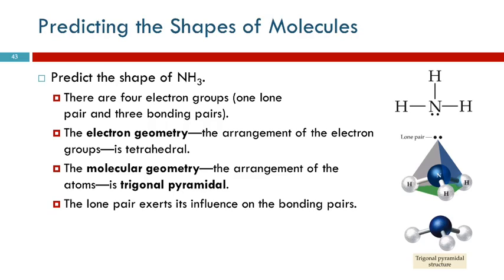Well, this is a triangular shape, but it isn't flat anymore, is it? So instead of trigonal planar, this is a trigonal pyramid. You see how the nitrogen in the middle is sticking up a little bit? It's a very shallow pyramid, but it's a pyramid, a triangular pyramid. So the geometry of the electrons is tetrahedral. The molecular geometry is trigonal pyramidal, or a trigonal pyramid.